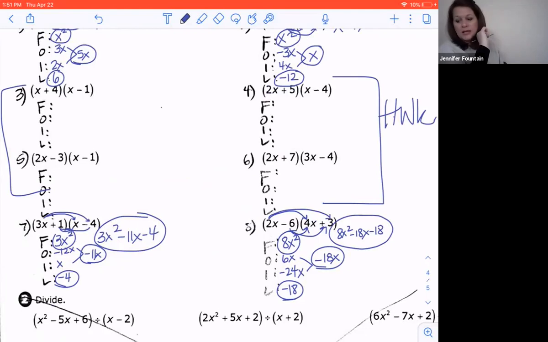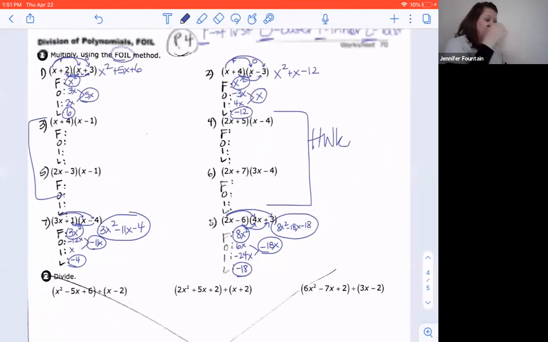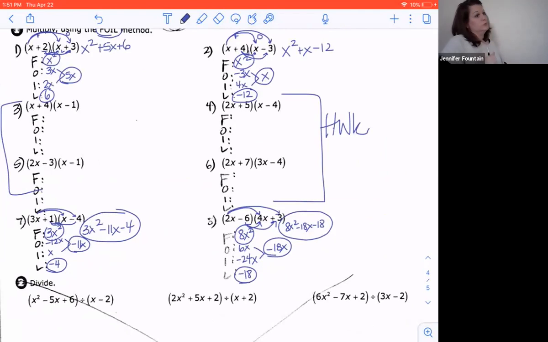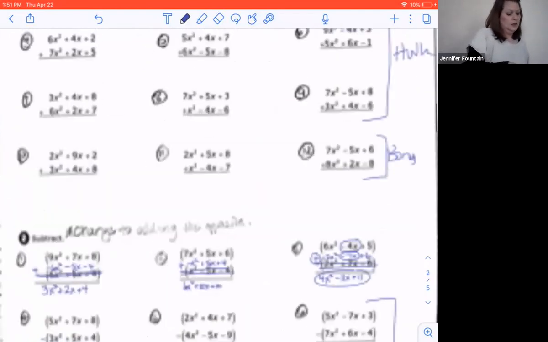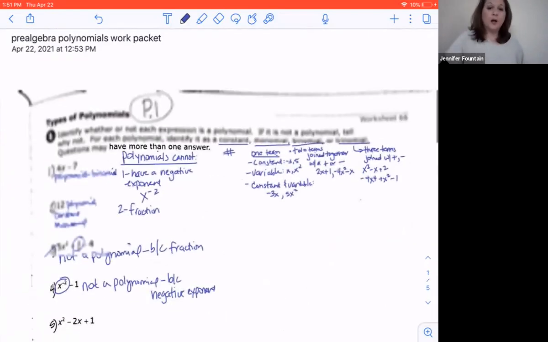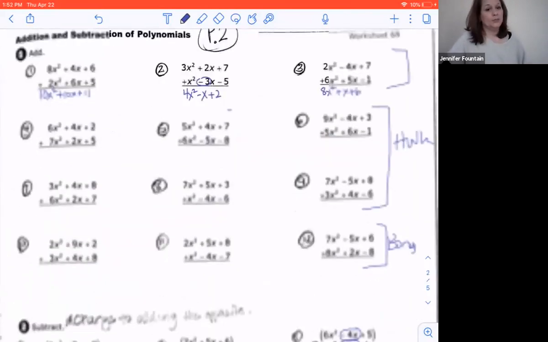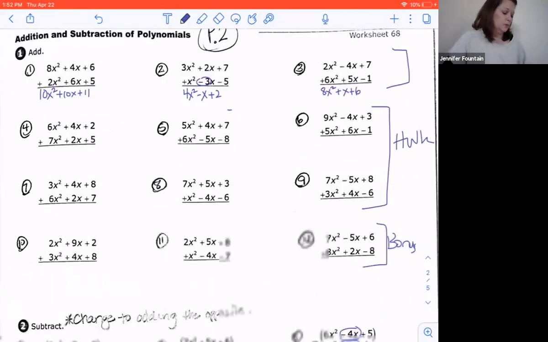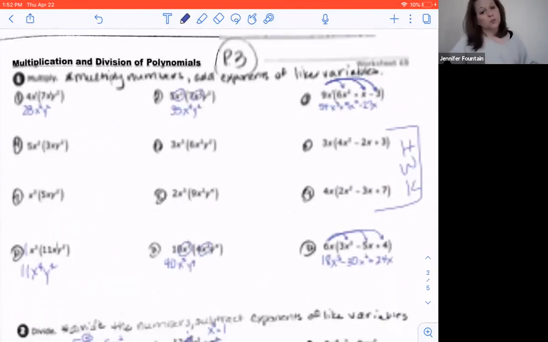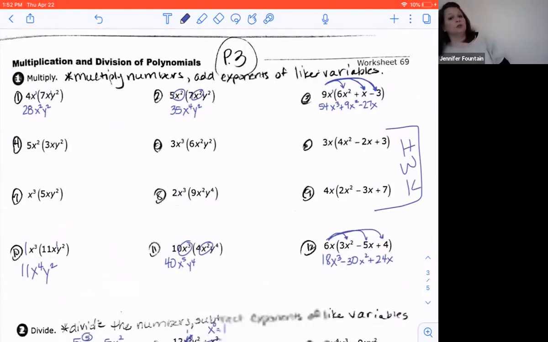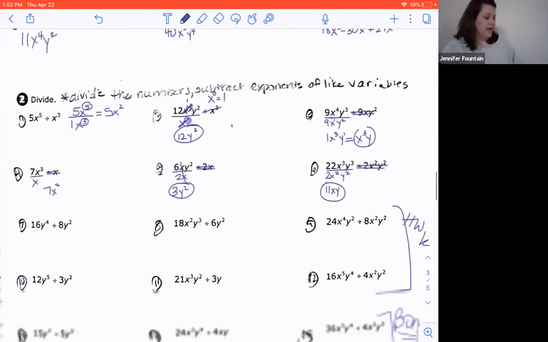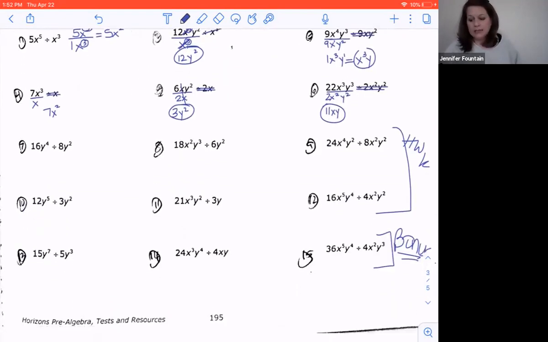Okay, so this is going to be our review for polynomials. Starting back at the beginning, types of polynomials we've talked about. We've talked about adding and subtracting polynomials. We worked on multiplying polynomials, and we learned that when we multiply polynomials, we add the exponents. Divide polynomials, I subtract.